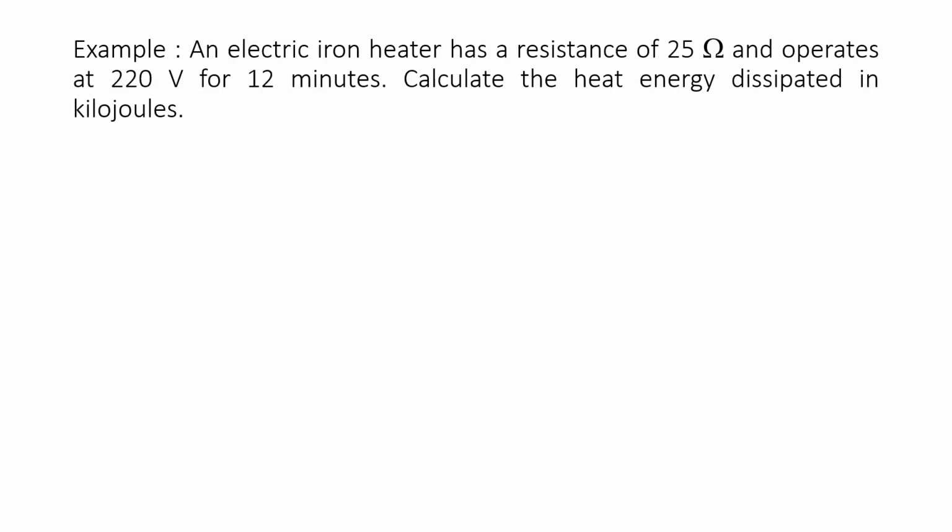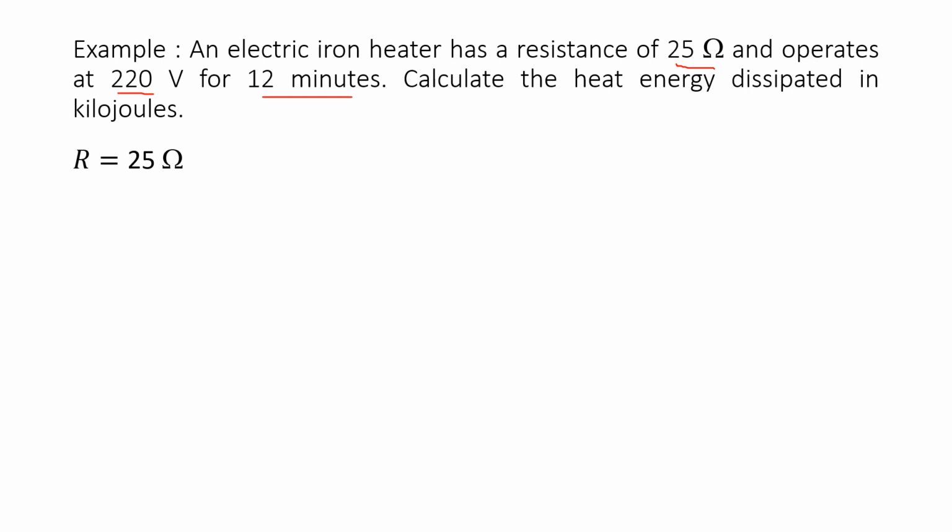And now we have the last example for the day. An electric iron heater has a resistance of 25 ohm, operates at 220 volt for 12 minutes. So how much heat energy is dissipated? So we have an electric heater having a resistance of 25 ohm. The voltage in the house is 220 volt. Suppose we are using it for 12 minutes. Sometimes you will put it on for 5 minutes, 10 minutes depending upon the use. So if we have put it for 12 minutes, how much heat energy has been dissipated?